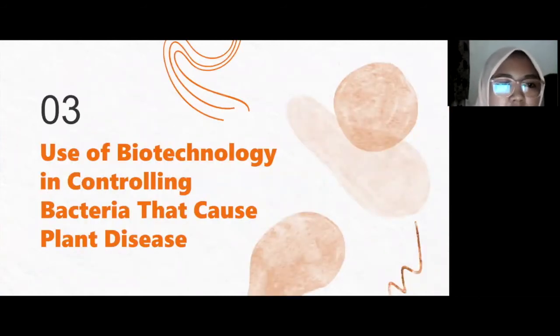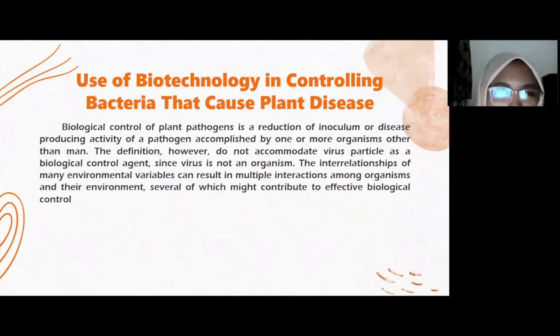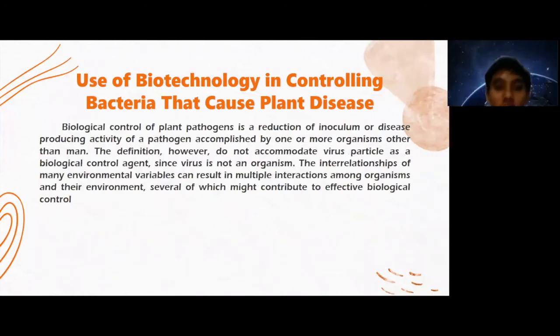Three. Use of biotechnology in controlling bacteria that cause plant disease. Biological control of plant pathogens is a reduction of inoculum or disease-producing activity of a pathogen accomplished by one or more organisms other than man. The definition, however, does not accommodate virus particles as a biological control agent, since virus is not an organism.